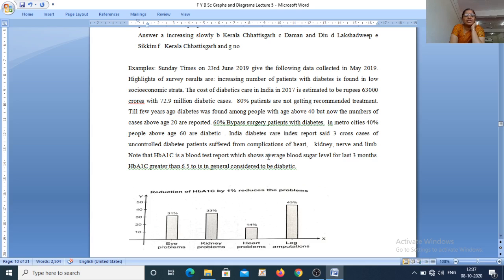Till a few years ago, diabetes was found among people with age above 40, but now cases above age 20 are also reported. 60% of bypass surgery patients in metro cities have diabetes, and 40% of people above age 60 are diabetic. So such type of data, this is actual data from a survey.